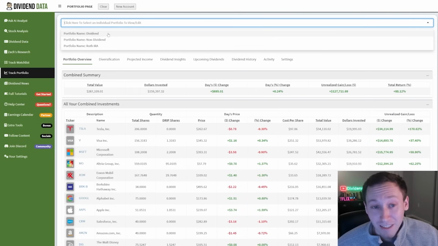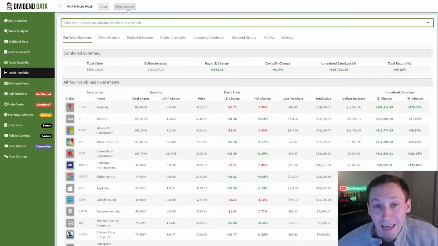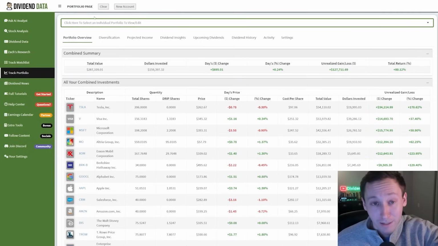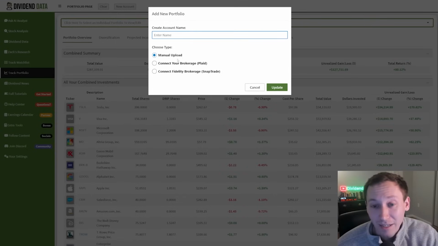And by the way, you can have an unlimited number of accounts on DividendData.com. So I have my dividend portfolio, my non-dividend account, and my Roth IRA. So if you want to add your account, you can click New Account at the top, or if you don't have one, there will just be an Add New Account button. And here you can name the account and also select between 3 different types.